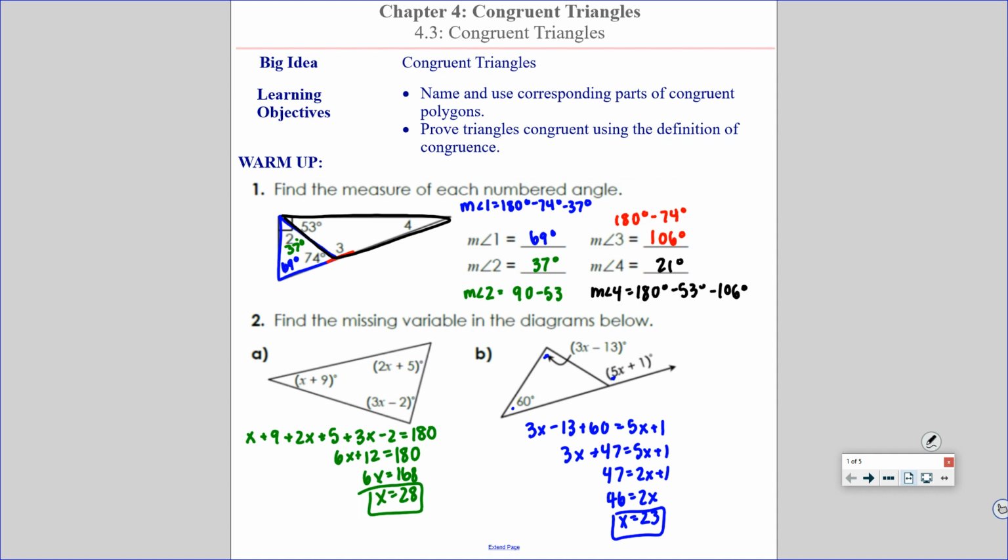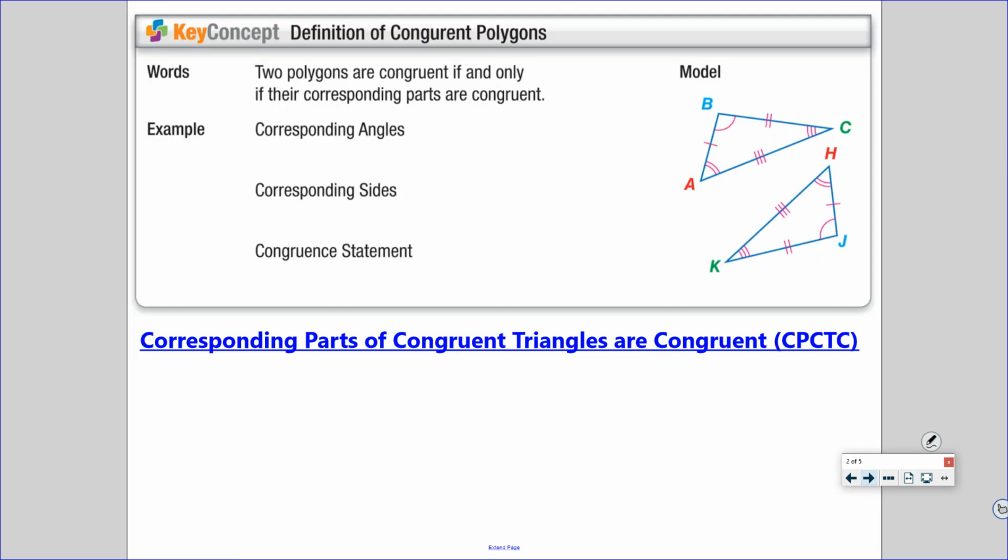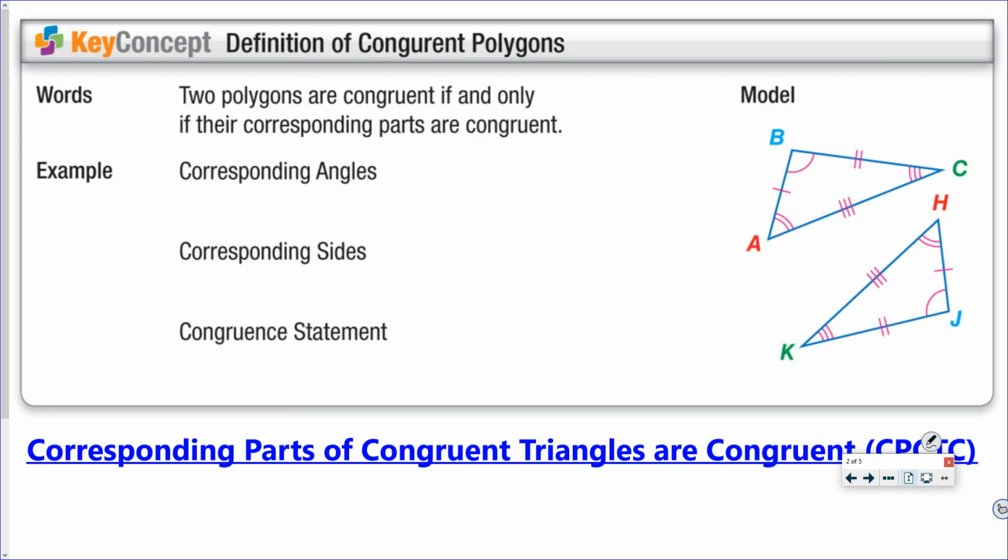So today in 4.3, and we'll finish these notes today, they're kind of short again, we're talking about congruent triangles and how we can decide and prove that two triangles are congruent to each other. Okay, so we have our first definition of congruent polygons, and this works for more than just triangles, but we're mostly going to do triangles in this section. We can say that two polygons are congruent if and only if their corresponding parts are congruent.